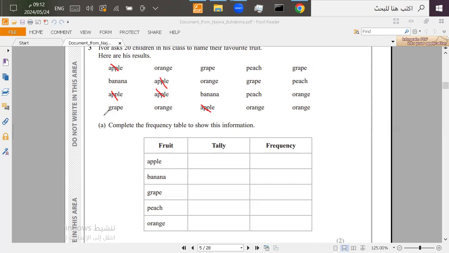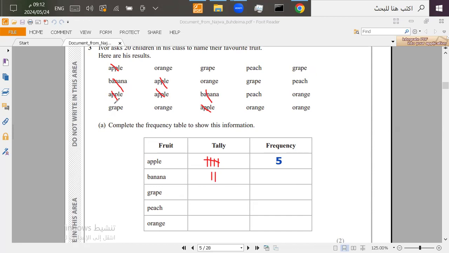So first one is 5. Tally, you're gonna do 5 like this. 1, 2, 3, 4, and the fifth is like this. Okay. So this one is 5. You write 5 here. Okay. Frequency is 5. And then let's count the other ones. We have bananas. So 1, 2 bananas. Only 2. Yes. So only 2 bananas. So in the tally, you're gonna do 2 lines like this.